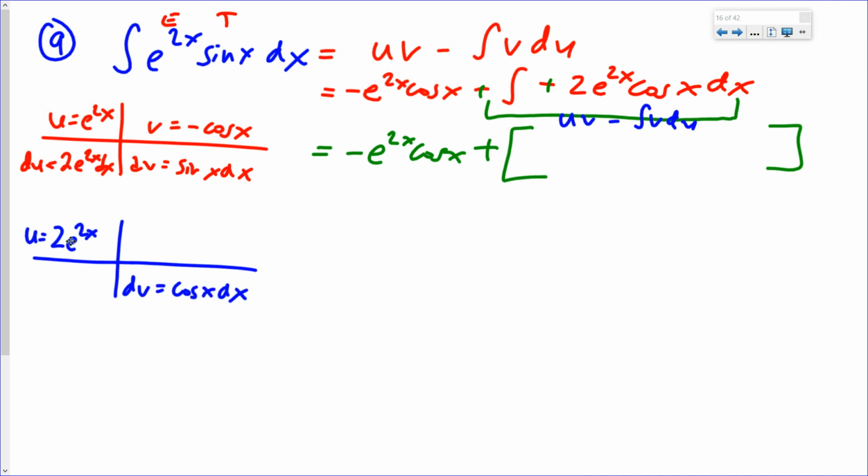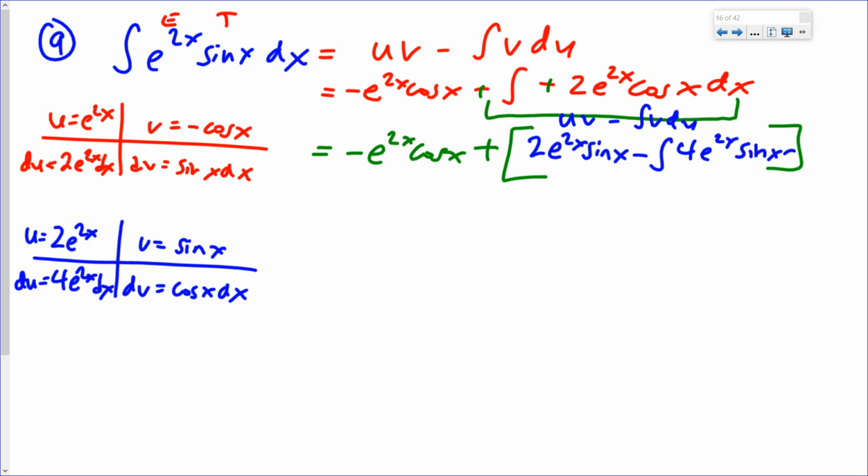Okay, on the left side you take the derivative. The derivative of 2e^(2x) is what? 4e^(2x) dx. The integral of cosine x is positive sine x. All right, and then I just put that into this bracket. So u times v is 2e^(2x) sine x minus the integral of v times du, which is 4e^(2x) sine x dx.